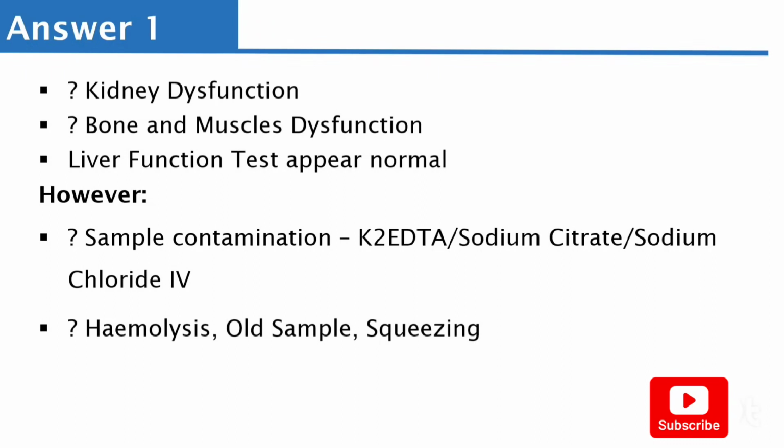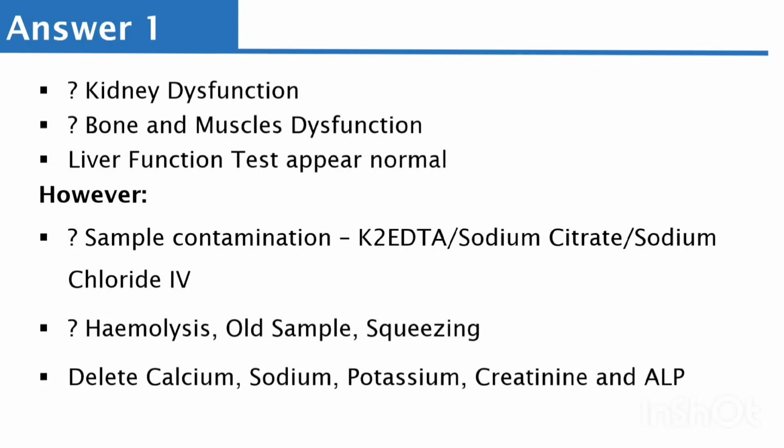So what are you going to do? In a case of contamination of potassium EDTA, or sodium citrate, or sodium chloride, what are the parameters that can be affected? Those parameters that can be affected, you might need to knock off. You might need to delete them, as the case might be. So let's look at it. You might need to delete calcium, because calcium is going to be affected. You might need to delete sodium, because sodium obviously is affected, potassium is affected, creatinine is affected, and the ALP is affected.